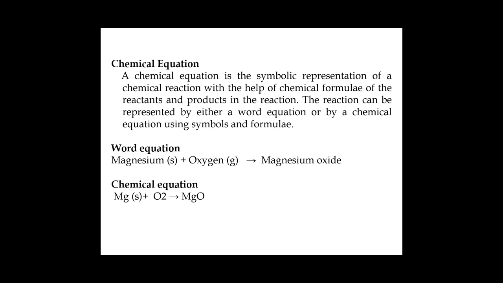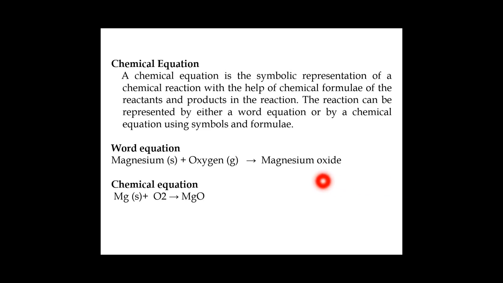Then what is a chemical equation? A chemical equation is the symbolic representation of a chemical reaction with the help of chemical formulae of the reactants and the products which are involved in the reaction. The reactions can be represented by either a word equation or by a chemical equation using symbols and formulae.